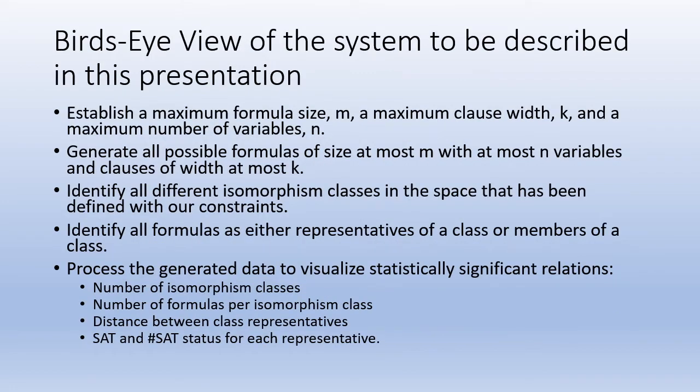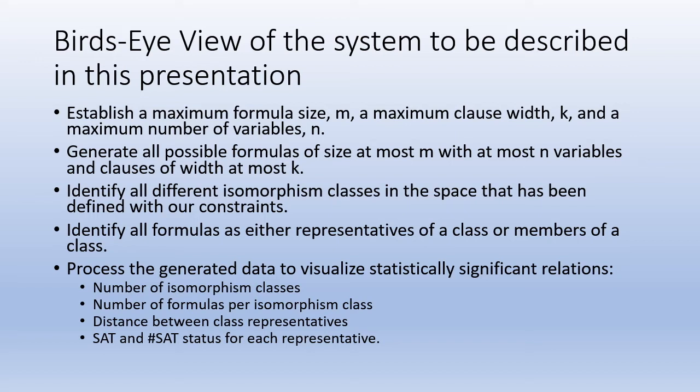Having done the review on propositional formulas, I now present a bird's-eye view of the system I have implemented. We establish a maximum formula size m, a maximum clause width k, and a maximum number of variables n. We want to generate all possible formulas of size at most m with at most n variables and clauses of width at most k. We want to identify all different isomorphism classes in the space that has been defined with our constraints. We want to identify as well all formulas as either representatives of an isomorphism class or members of an isomorphism class. After this, we'll process the generated data to visualize statistically significant relations.